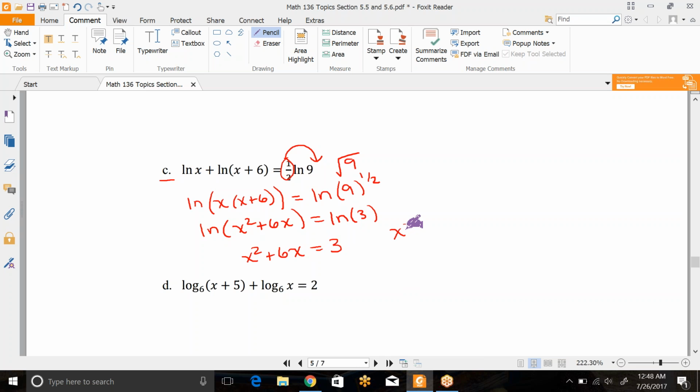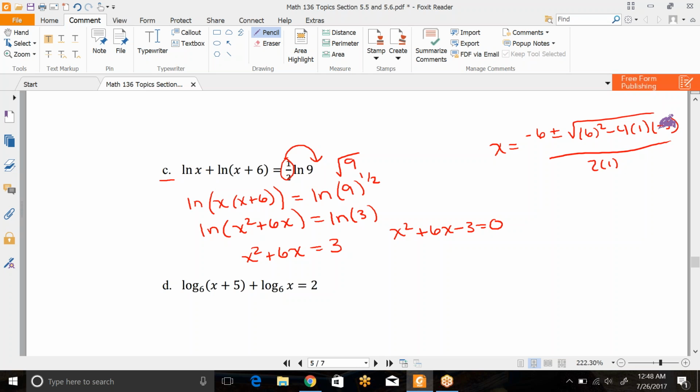We would need to move the 3 over. And this one does not factor, so we will need to use the quadratic formula to find the solutions. So x equals negative b plus or minus the square root of b squared minus 4ac all over 2a. That is a negative 3, by the way. This would be 36 plus 12. So this is negative 6 plus or minus the square root of 48 all over 2.